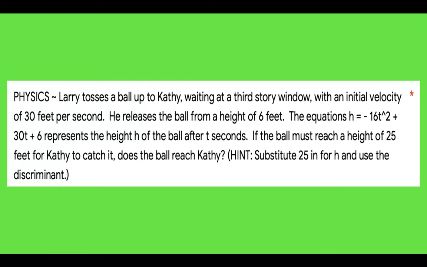Next, we have Larry tossing a ball up to Kathy. She is in a window. She's throwing the ball up at 30 feet per second. He releases it from a height of 6 feet. That means he's about that tall.